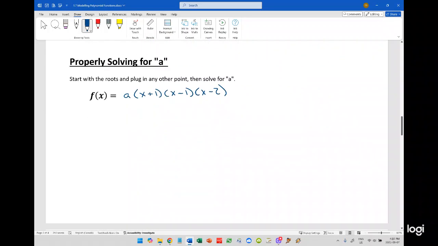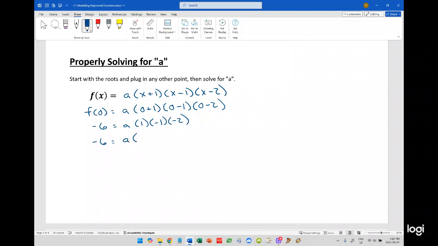So I'm going to plug that in. When I plug in 0, I get a(0 + 1)(0 - 1)(0 - 2). So I've plugged in 0 for x, and f(0) is -6. Inside these brackets, I can simplify them. That's just 1, -1, -2. -6 equals a times 1 times -1 times -2, which is just +2. Finally, divide both sides by 2 and I get a = -3.